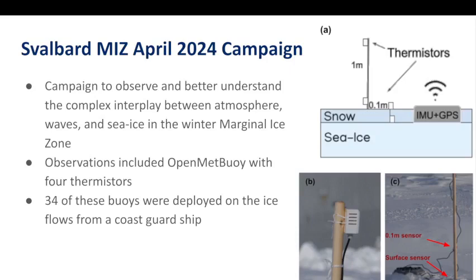Observations during this campaign included an open met buoy setup with 4 thermistors, illustrated here in the figure on the top right. 1 thermistor at 1 meter, 1 at 10 centimeters, 1 lying on the snow surface, and a thermistor buried in the snow at the interface between snow and sea ice. 34 of these buoys were deployed on the ice floe from a Coast Guard ship.